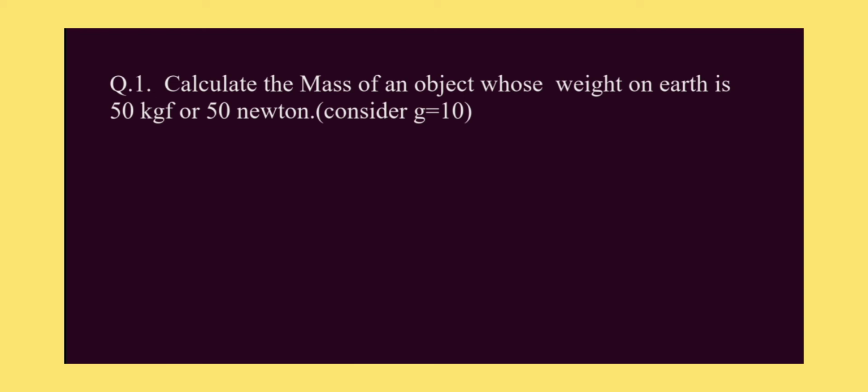Now let us consider some of the problems based on mass. Mass of an object. We are going to read the question here first. Calculate the mass of an object. Here we have to calculate the mass. M is equal to what? Whose weight on earth is 50 newtons. That means weight is given as 50 newtons. And here you can see that g is 10.